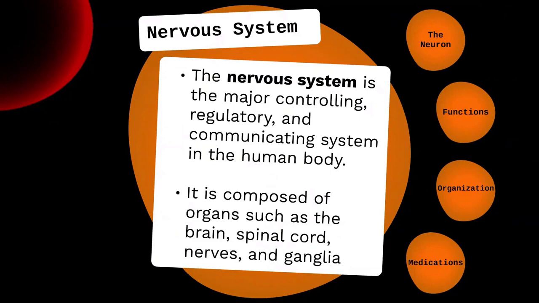Now we have the nervous system. The nervous system is the major controlling, regulatory, and communicating system in the human body. It's composed of organs such as the brain, spinal cord, nerves, and ganglia.